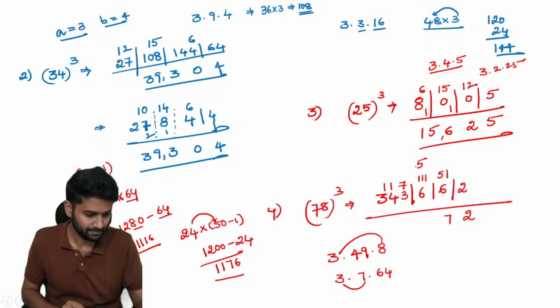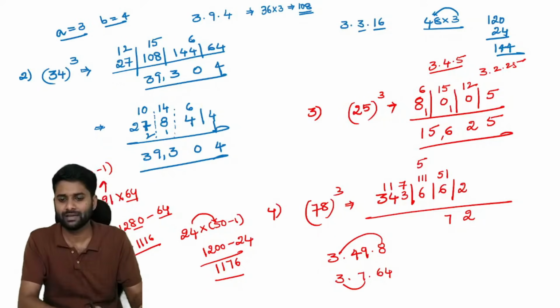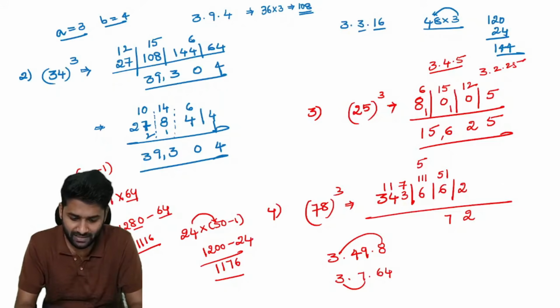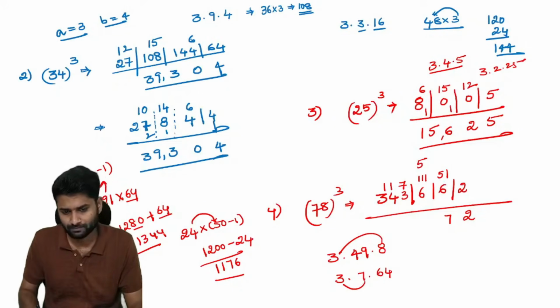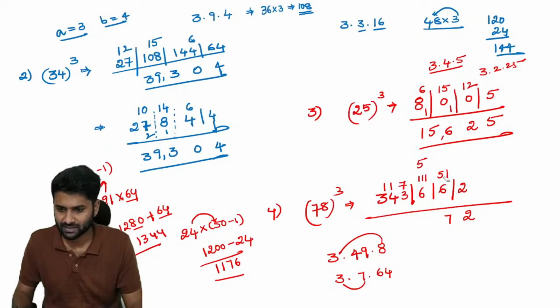Is it clear? See, it's all about a cube, 3a square b, 3ab square and b cube. So it's a 20 plus 1, it's a 49. So I made a mistake here. It's a 1344. Thank you so much. So 1344. Yes.